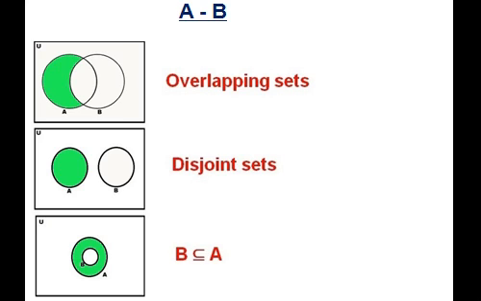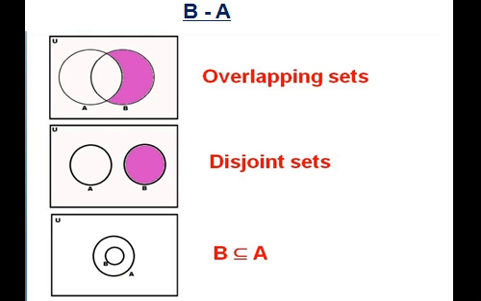In the third category, where B is a proper subset of A, we are going to exclude B. Only the part of the outer circle outside the inner circle will be colored. Rest everything will not be colored. So this is the representation of A minus B.